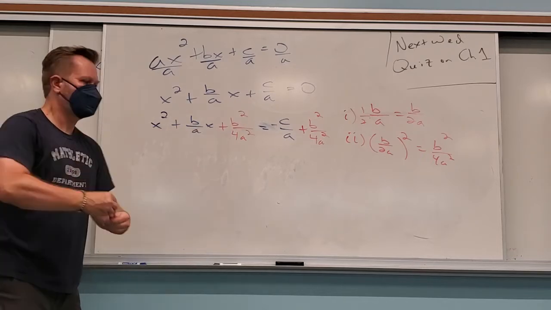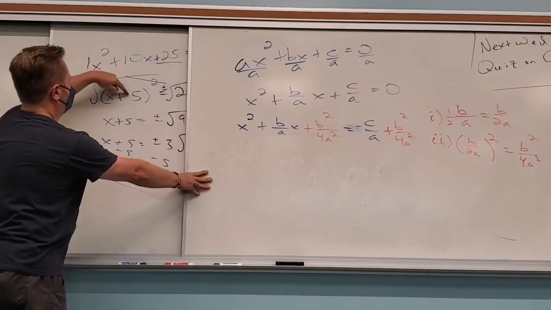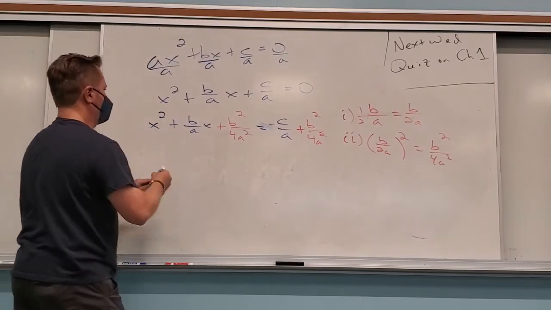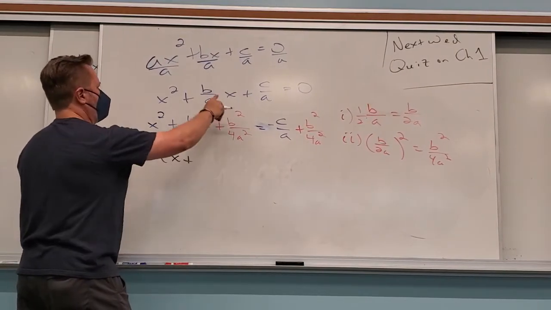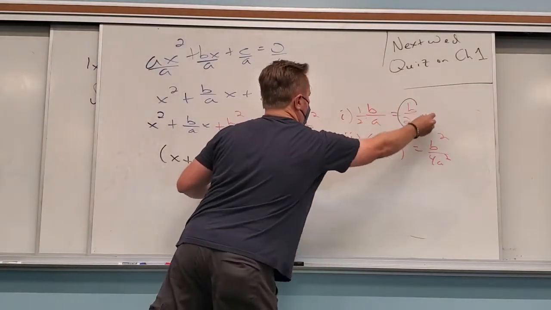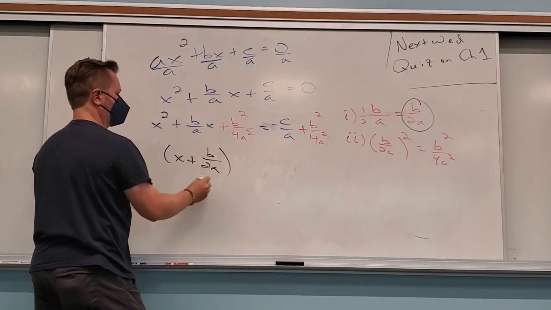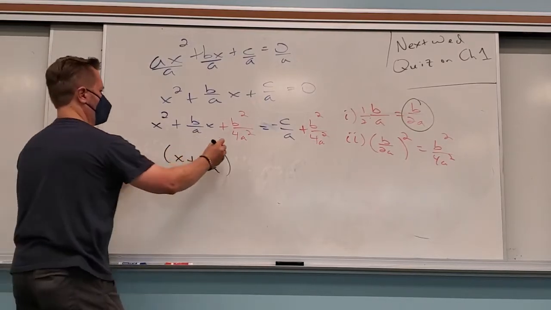Right? Why did we put a 5 there? Because half of 10 is 5. So what am I going to put here? What was half of this? It was this. The first step always tells me how this factors. Square.